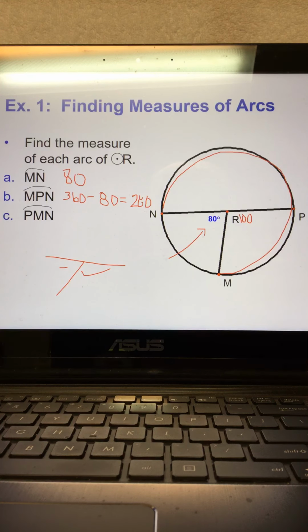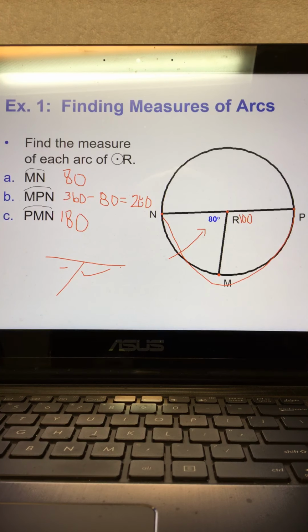And then what is it asking me to do? It's asking me to go from P to M to N. So I know that that's either a major arc or a semicircle. P through M and stop at N. That's half of a circle. So that's 180 degrees. Right.